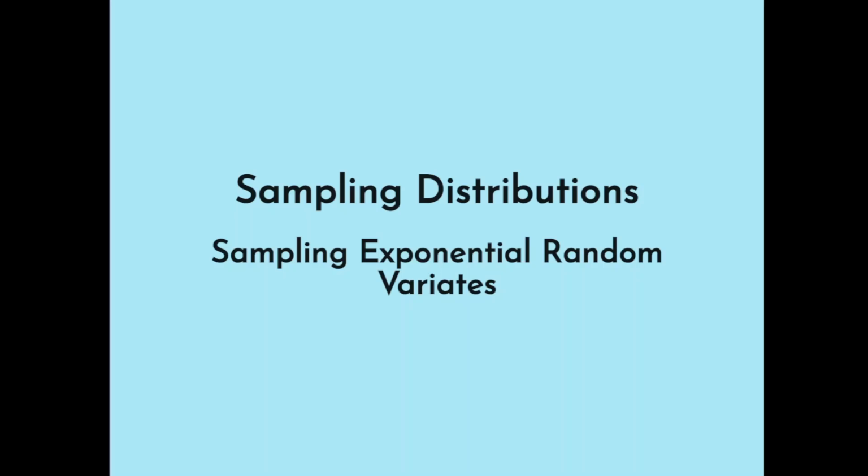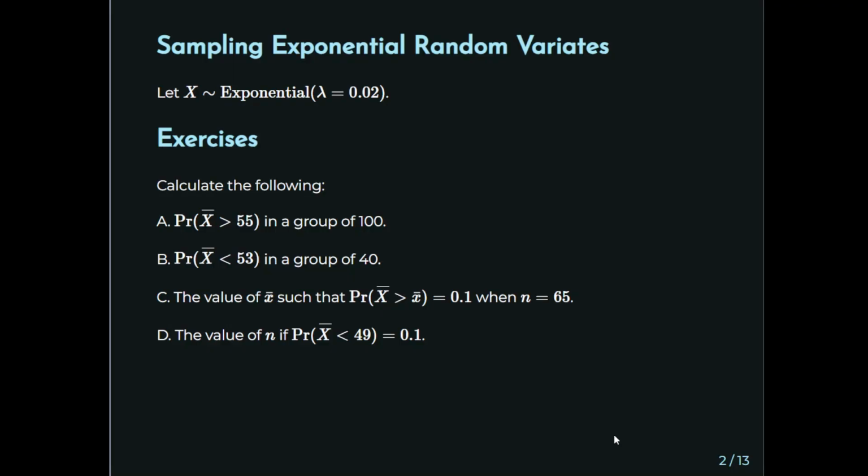Okay, in this presentation we are going to look at sampling distributions. In this example we're looking at the sampling of an exponential random variable, variates from an exponential distribution. We have a random variable x, distributed as an exponential random variable with rate parameter lambda equals 0.02. Essentially, we're going to get some sample means of various sample sizes and compute the various probabilities of it being above a certain value and so on.